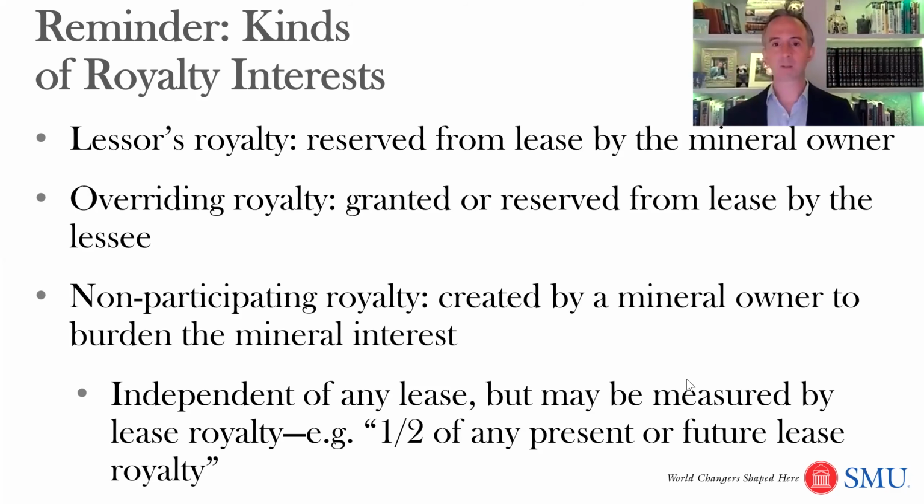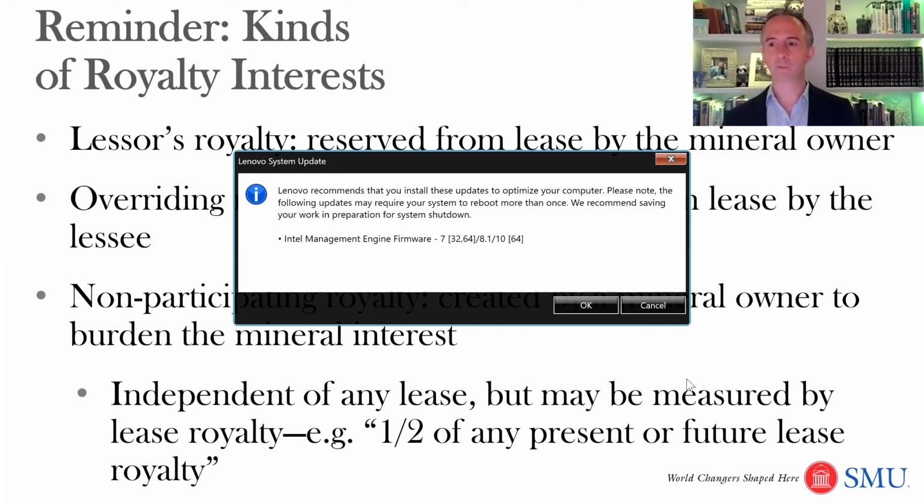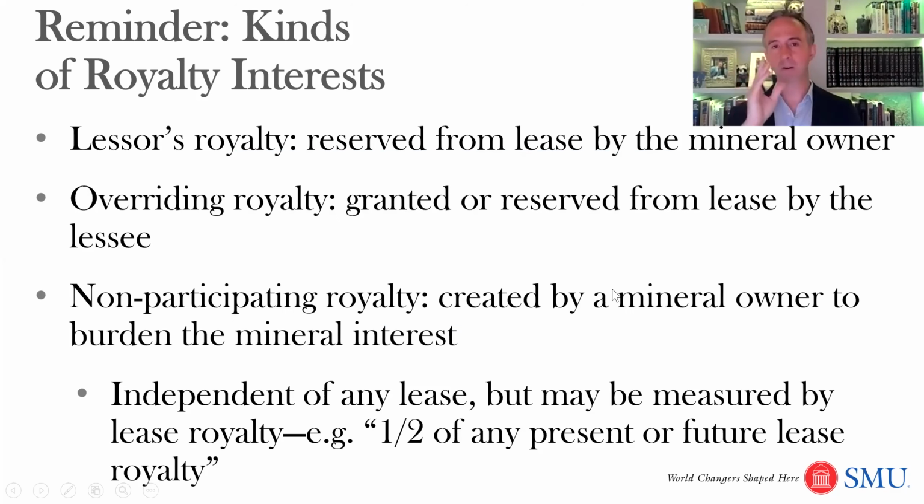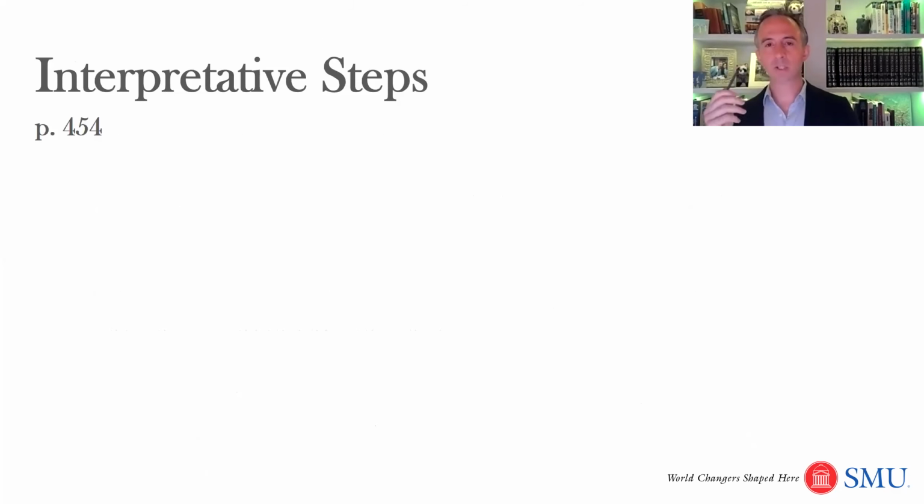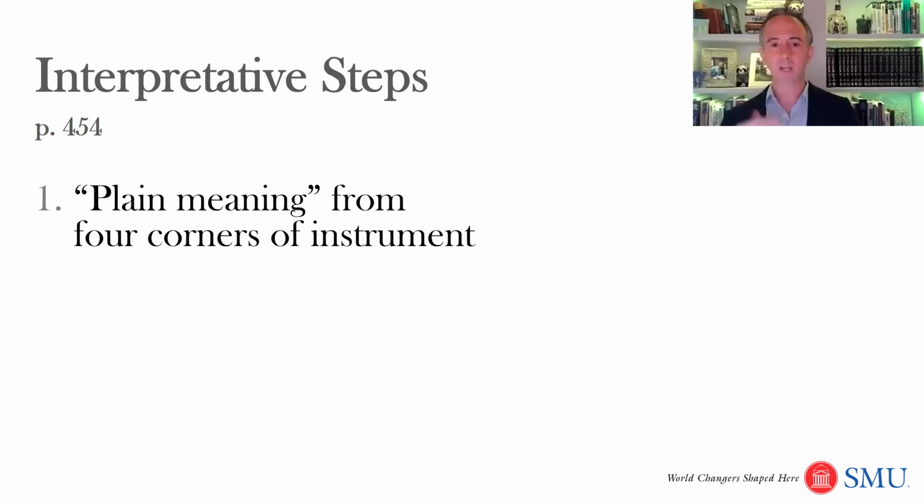And we'll talk about some of the different kinds of royalties as we talk about the interpretive issues that arise when you grant either a mineral interest or a royalty interest or something that maybe looks in between. And so we'll talk about that. Okay, so as you're interpreting these grants of a royalty or a mineral interest, we see that there's some common interpretive steps. The first step is we look at the plain meaning from the four corners of the instrument. Do they make clear we're granting a royalty or we're granting a mineral interest?